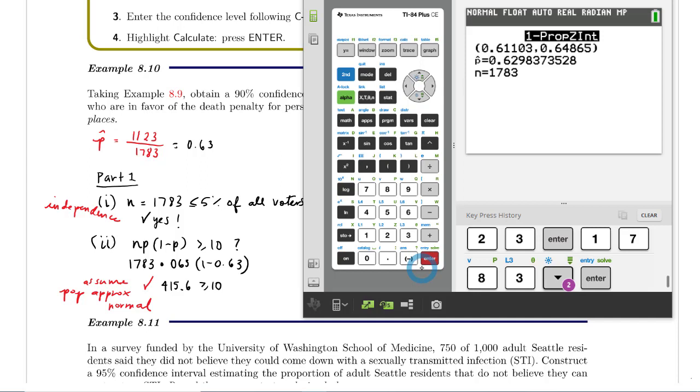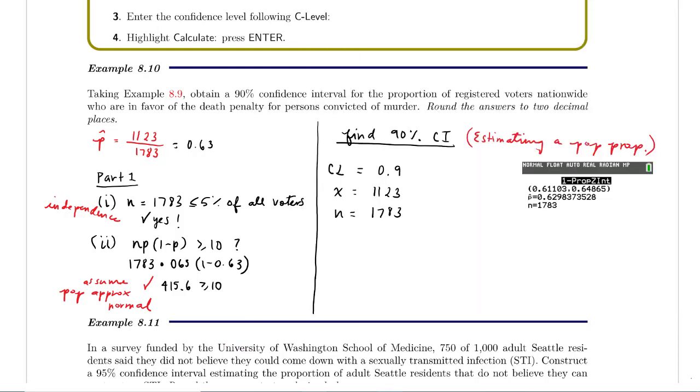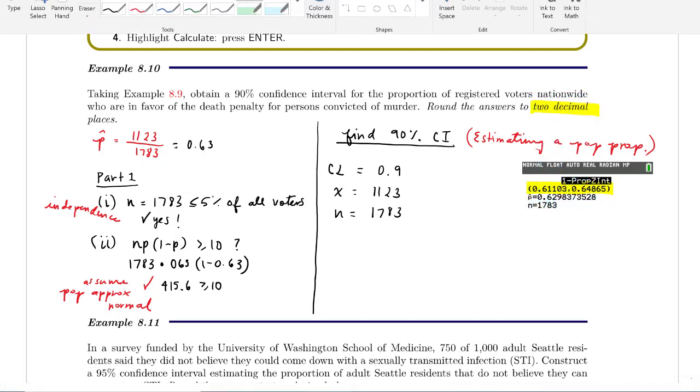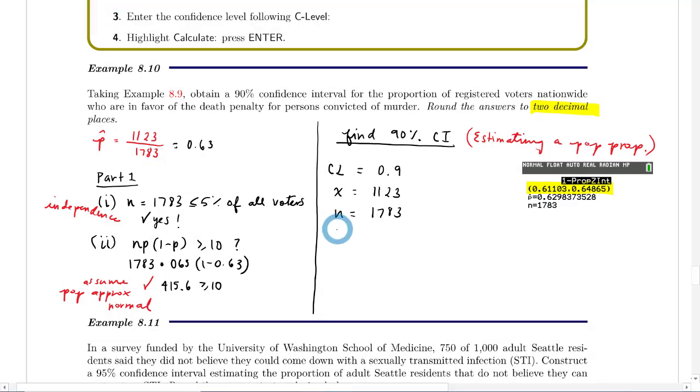So here we can drag this over. And so we can see that the proportion of the population is about, we're going to round to 2 decimal places, 0.61 to 0.65. So the numerical answer is 0.61, 0.65. And that's what it means mathematically.